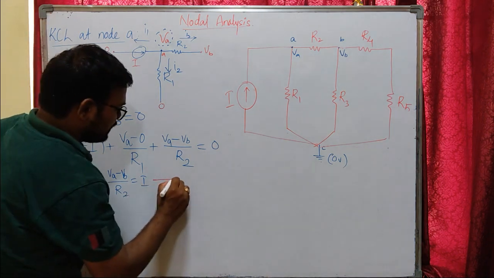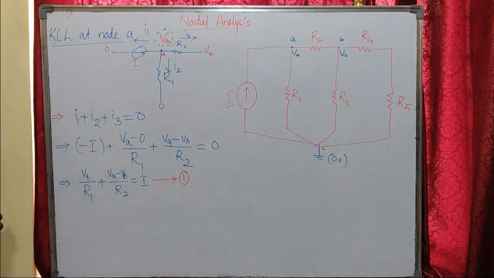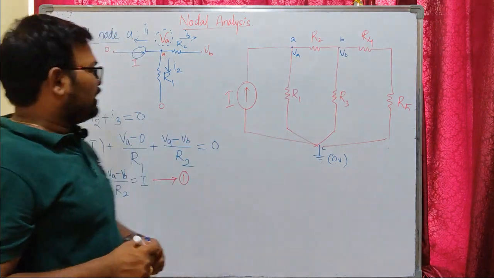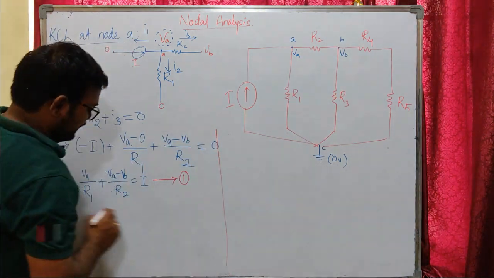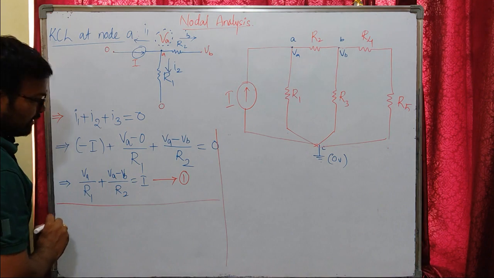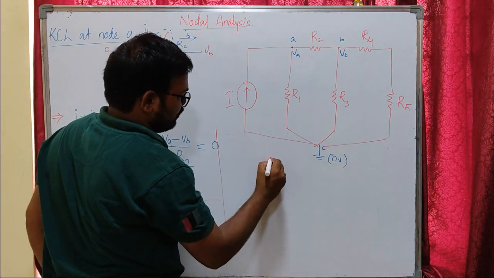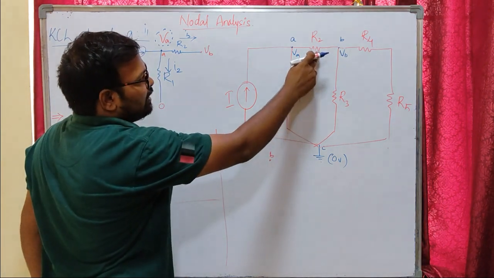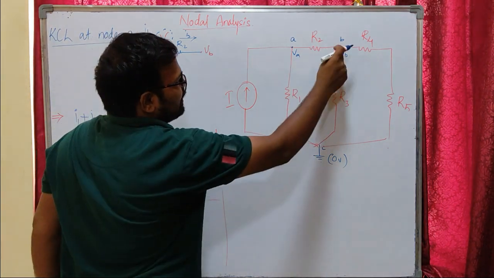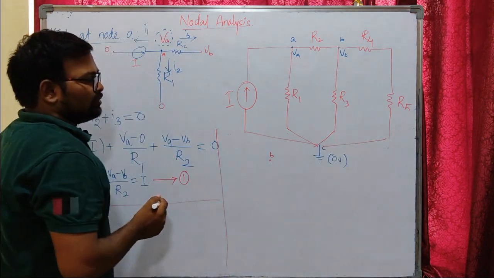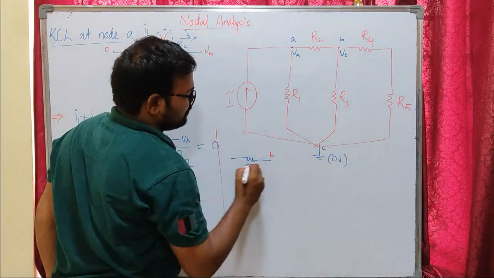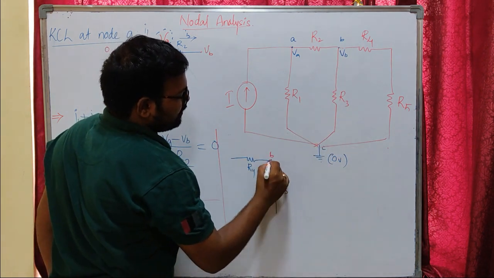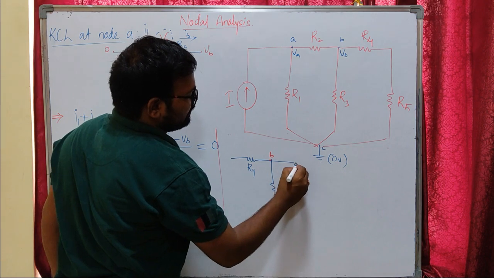Because we are going to get one more equation in this circuit, similarly I am going to apply KCL at node B. So the circuit will become like this. I am going to take node B here. What are the elements connected to node B here? The elements connected to node B are R2, R3, and R4 and R5. So I am going to draw them. This is R3, and here R4 and R5 are connected in series.